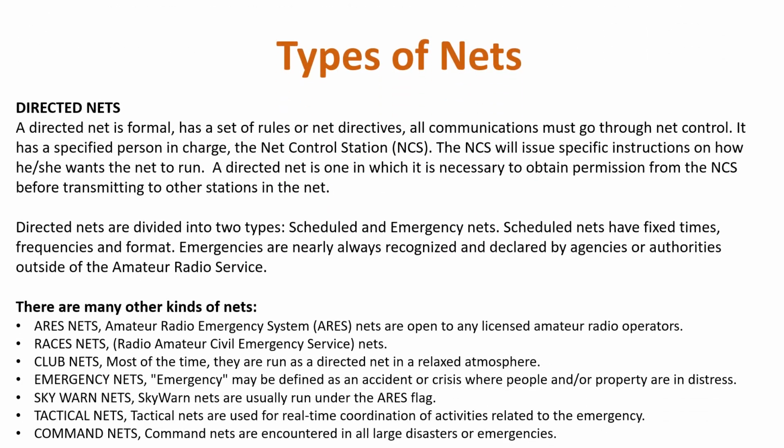Types of nets. Directed nets. A directed net is formal, has a set of rules or net directives. All communications must go through net control. It has a specified person in charge, the net control station, NCS. The NCS will issue specific instructions on how she wants the net to run. A directed net is one in which it is necessary to obtain permission from the NCS before transmitting to other stations in the net.